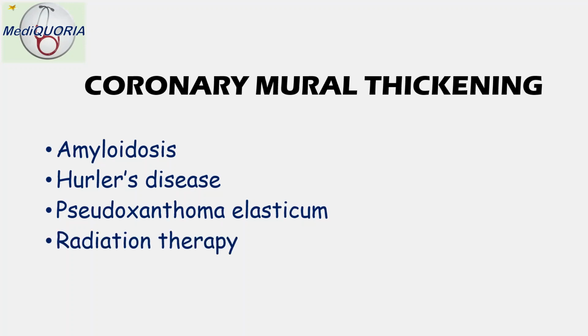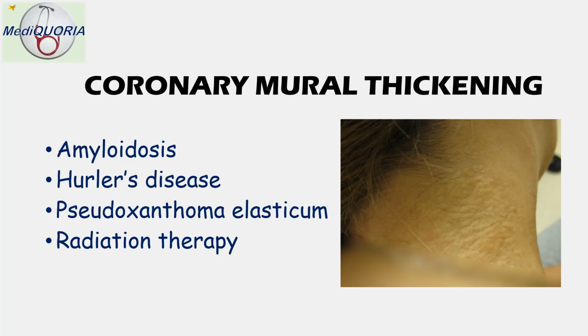Radiation therapy is also known to cause thickening of the coronary artery if the heart happens to fall within the field of the radiation. This happens because radiation therapy causes deposition of fibrous tissue within the walls of the coronary artery. In this illustration, I would like to draw your attention back to Pseudoxanthoma elasticum.